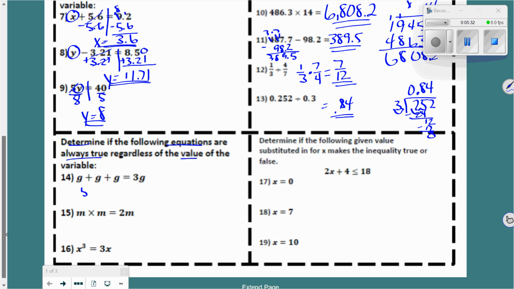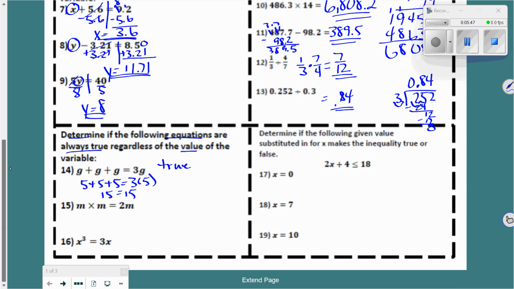I'm just going to say 5 plus 5 plus 5 equals 3 times 5. 5 plus 5 plus 5 is 15. 3 times 5 is 15. Are those equal? Yes. So this one is true. Okay? M times N equals 2M. So 5 times 5 equals 2 times 5. Does 25 equal 10? No, this is false.